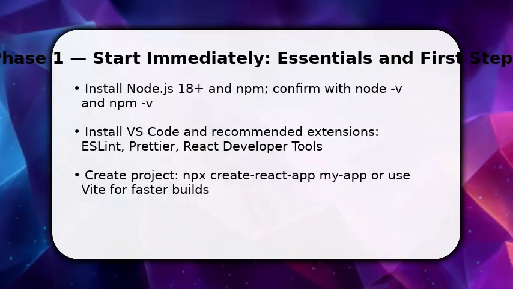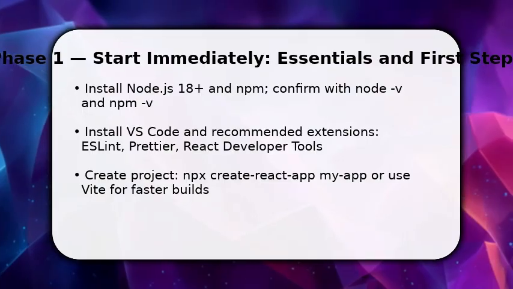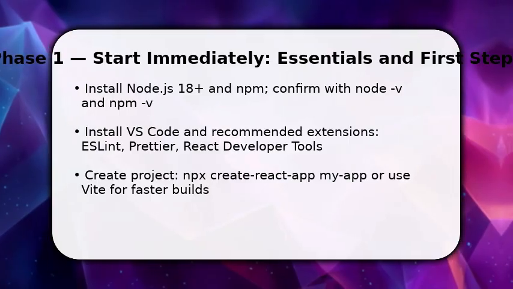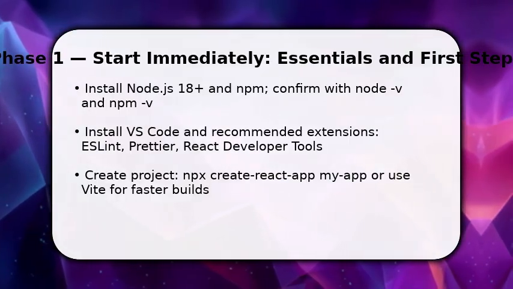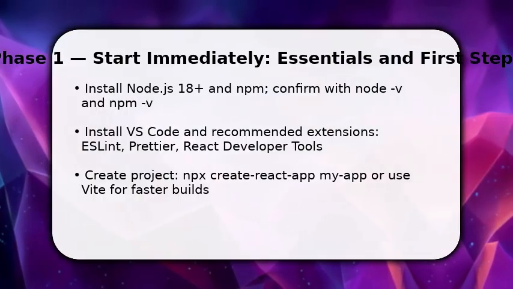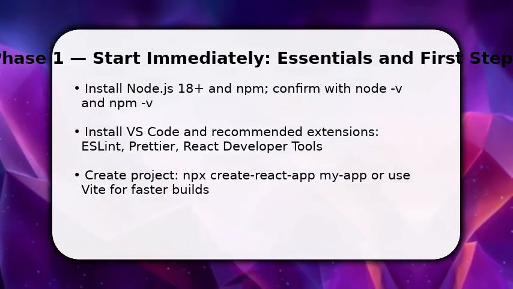You start by ensuring Node.js 18 plus and npm are installed. This powers package management and the dev server. Once done, open VS Code and install ESLint, Prettier, and React extensions so linting and formatting run automatically.